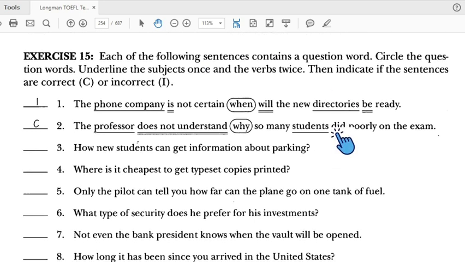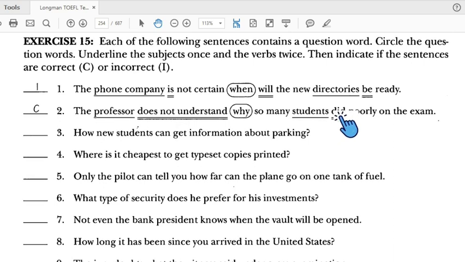Well, back to exercise 15. Take your book and your pen and try to practice it, then look at the answer. Okay, try to pause it and I will explain it.